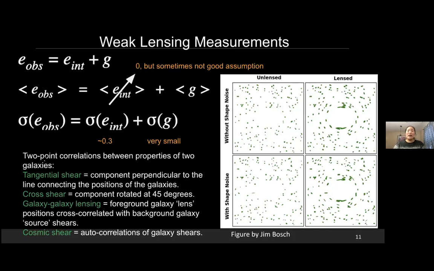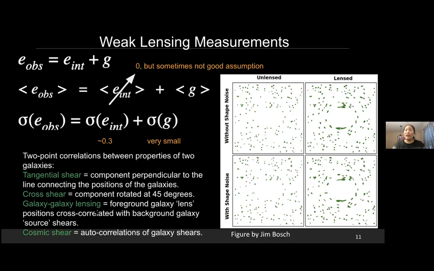Okay, and then a lot of what we're measuring in the data are 2-point correlations. And that's the correlation between the property of one galaxy and the property of a second galaxy. And okay, so some definitions that might be useful here. Tangential shear is the component perpendicular to the line connecting the positions of the galaxies. The cross shear is the component rotated at 45 degrees.